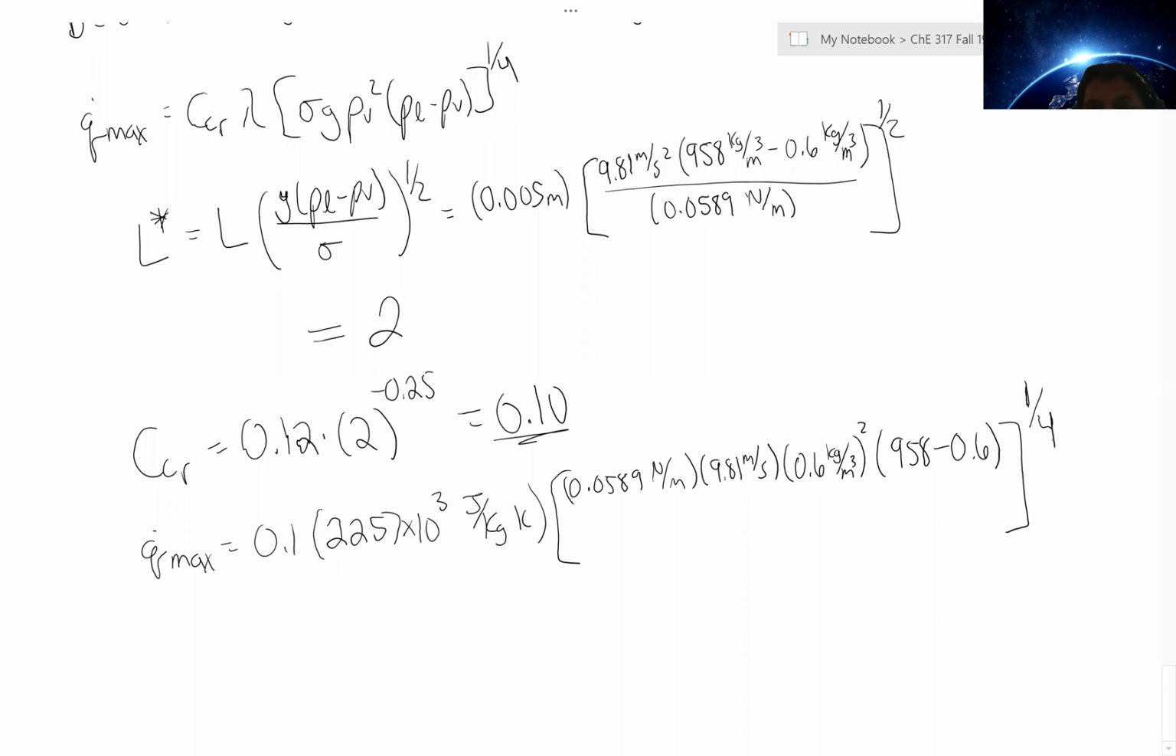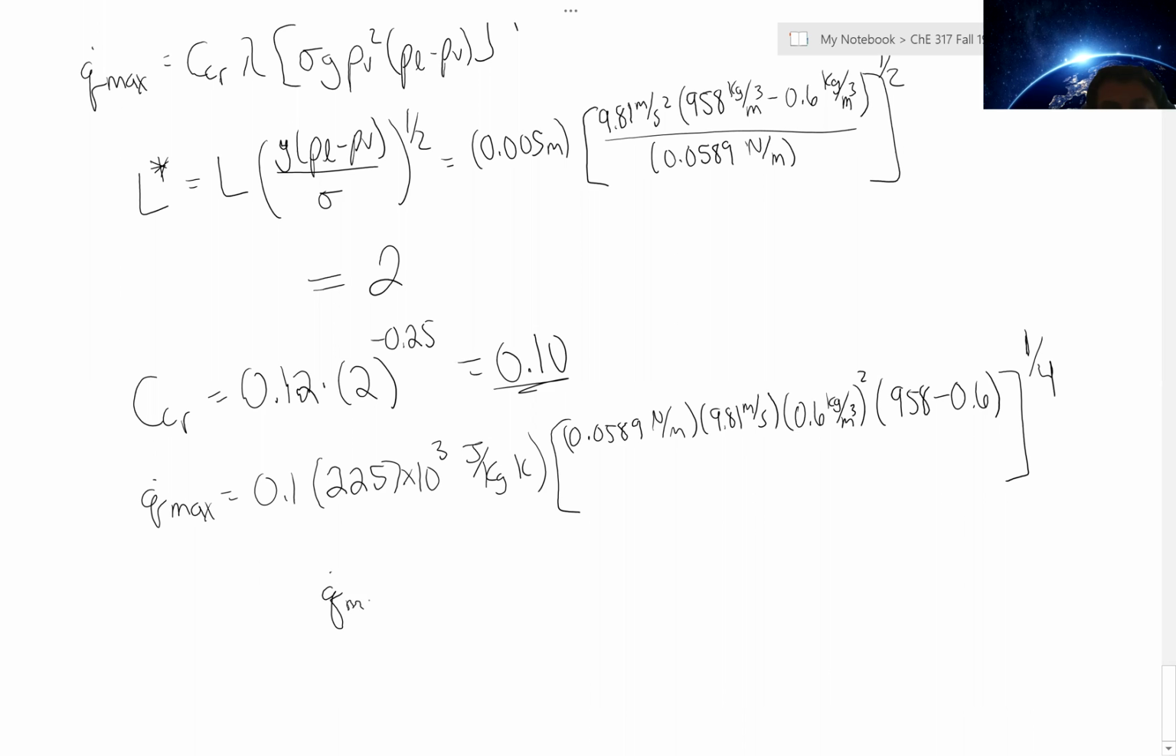So we do this, and we should get a Qmax of approximately 8.48 times 10 to the 4 watts per square meter. Oh, sorry, I was off by an order of magnitude, to the 5th. So just below 1 times 10 to the 6th.